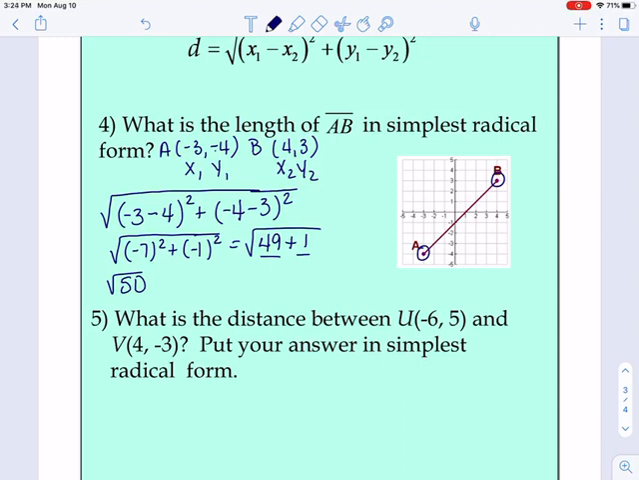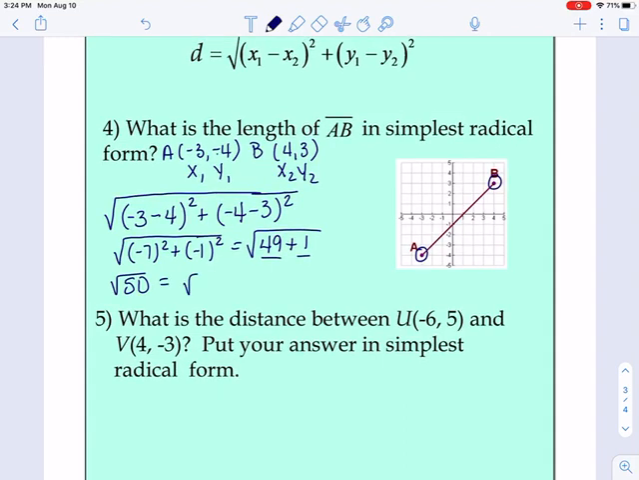So that's the answer in radical form, but again, it did not ask me to find that answer in radical form. It asked me for it in simplest radical form. So I have to find a perfect square that is a factor of 50, and that is going to be 25. So I'm going to have radical 25 times radical 2, which is going to be 5 radical 2.